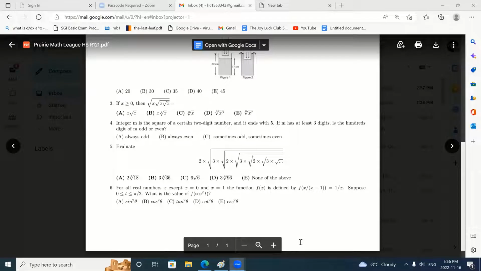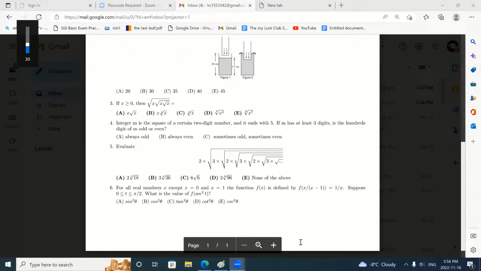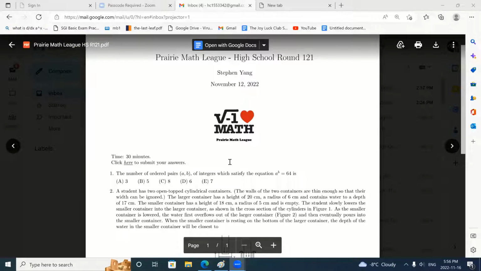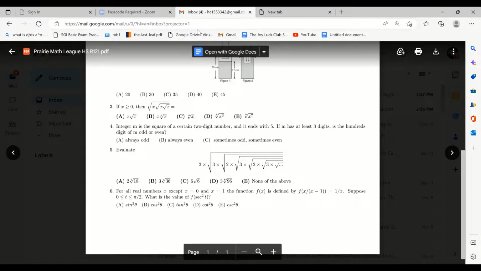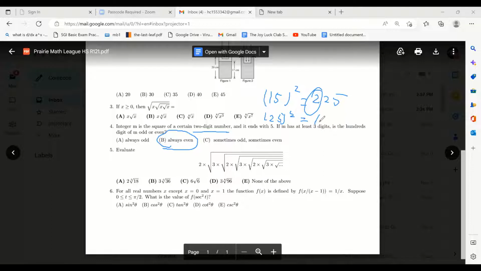Today I will be doing the Prairie math sleep, round number 121. The answer is always even, by the way. Just for example, if your two-digit number is 15, then 15 squared is 225, and this is an even number. If it says 25 squared, then that's 625, and that's still even. I will show you why this is the case.